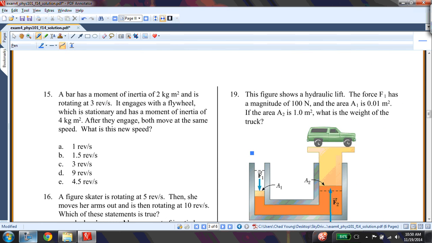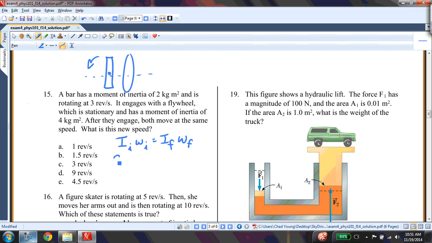The bar has a moment of inertia of 2 kilogram meter squared and is rotating at 3 revolutions per second. It engages with a flywheel that has a moment of inertia of 4 kilogram meter squared and is stationary. After they engage, they both move at the same speed. What is this new speed? So this is I initial omega initial equals I final omega final. I have a bar that's spinning at first about this axis, on a shaft, and then I engage it with a flywheel, and then they both spin at the same time. But when you bring them together, you increase the moment of inertia.